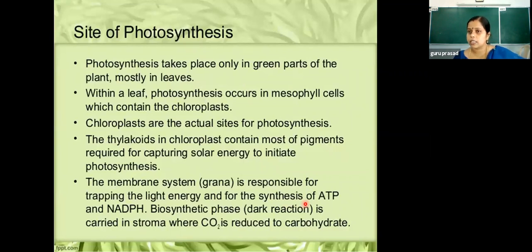So where does photosynthesis take place? That is the main thing we have to know now, isn't it? Usually we know photosynthesis takes place in leaves. Hence, leaves are said to be the kitchen of the plants, isn't it? Photosynthesis mainly takes place in the green parts of plants, especially in leaves. In that, where? Inside the mesophyll cells. The mesophyll cells of the leaves contain a structure called the chloroplast. Inside this, photosynthesis takes place. These are the sites for photosynthesis. The thylakoids in the chloroplast contain most of the pigments required for capturing the light energy required for photosynthesis. Okay, so we will go to the structure now.